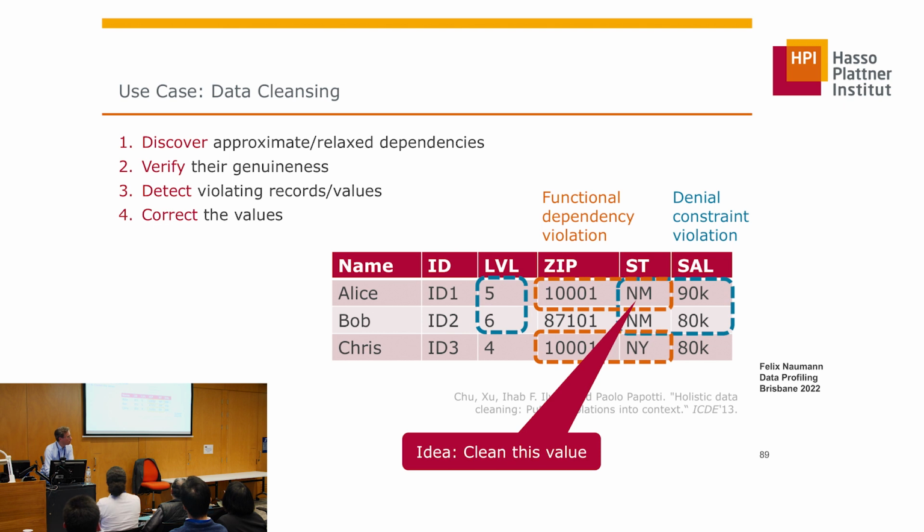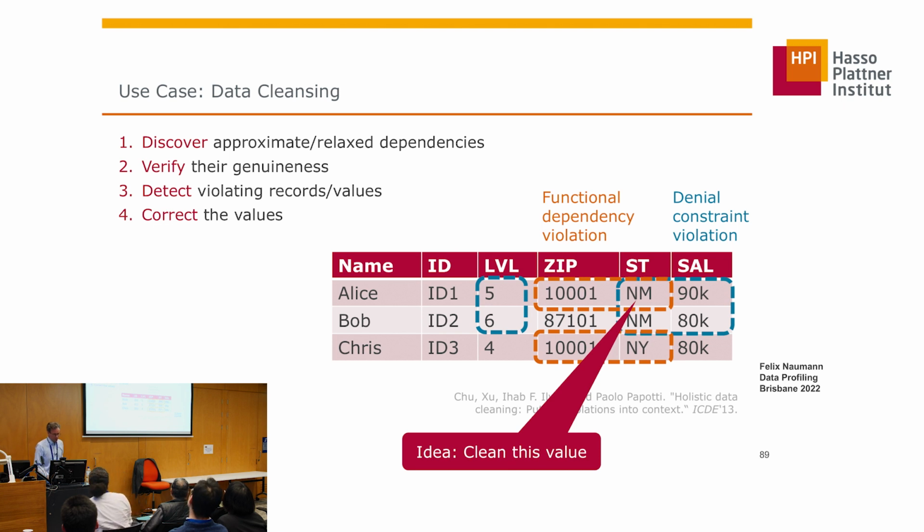This one could be wrong. If you correct it, you're fine. This one could be wrong. This one could be wrong. This one could be wrong. Any change in any of the 4 values would lead to a correct or a non-violation of this functional dependency. We don't really know in general. Okay. So now here comes the trick.